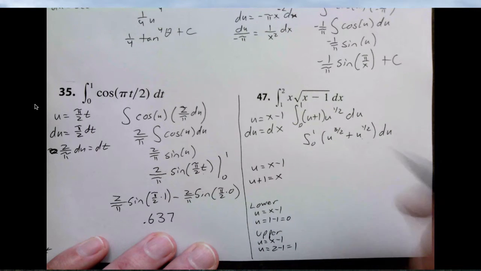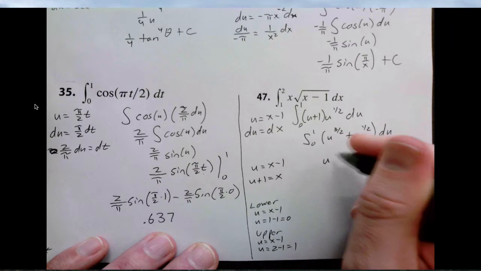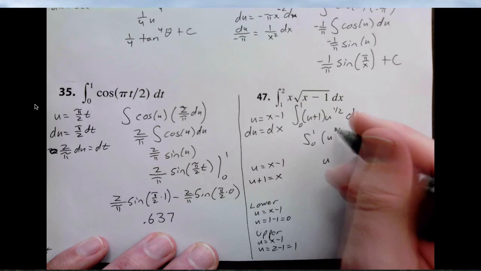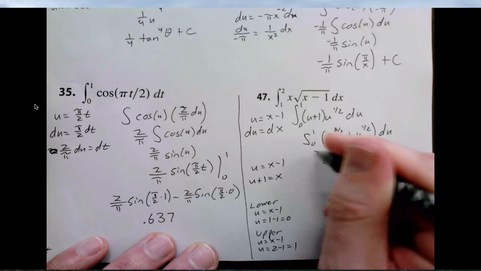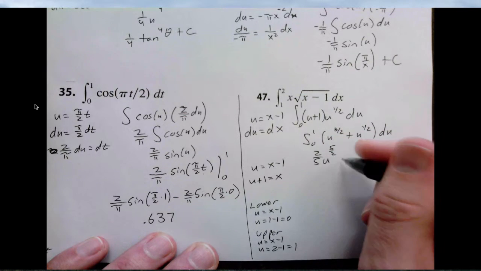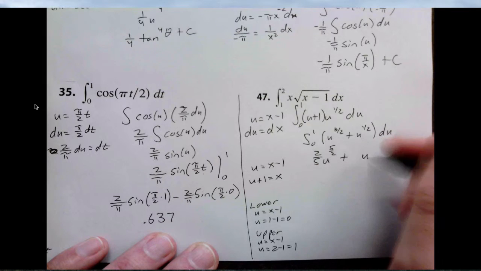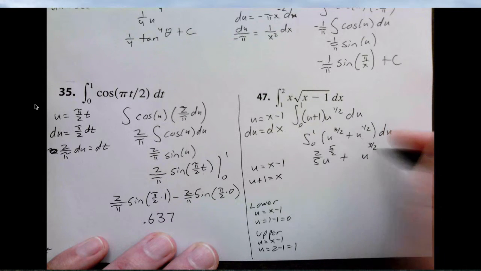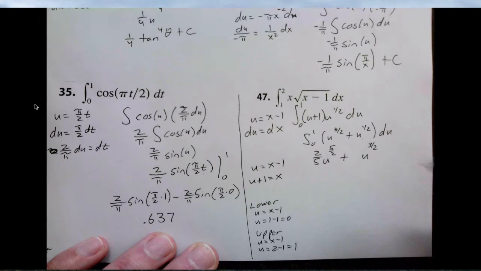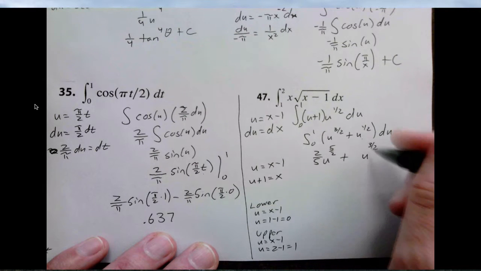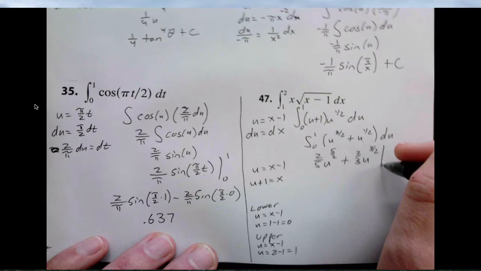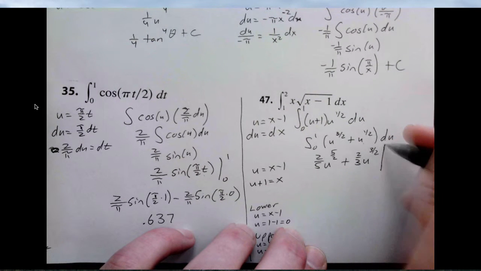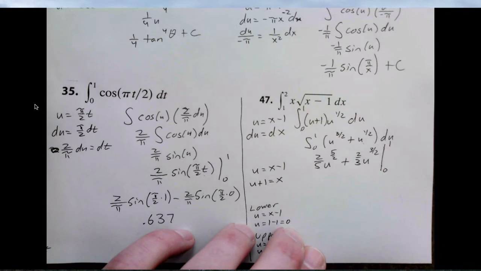All right, now to perform an antiderivative, I have to raise the power by 1. So 3 halves plus 1 is 5 halves, and divide by 5 halves, which is multiplying by 2/5. The next one has u to the 1/2, which I raise by 1. So a half plus 1 is 3 halves. Divide by that new power. And now I can evaluate that from 0 to 1.